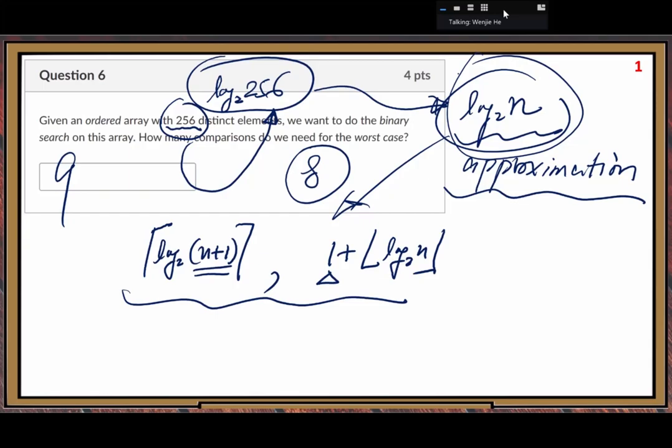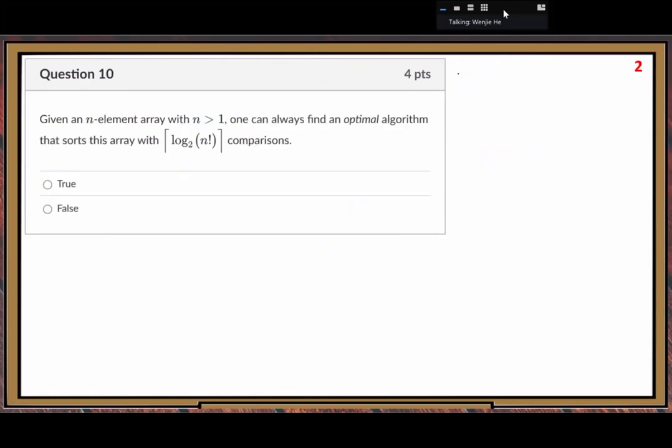Another question, the last question. Also, 3 students missed this one. The answer is false. The reason is this sentence: one can always find an optimal algorithm.